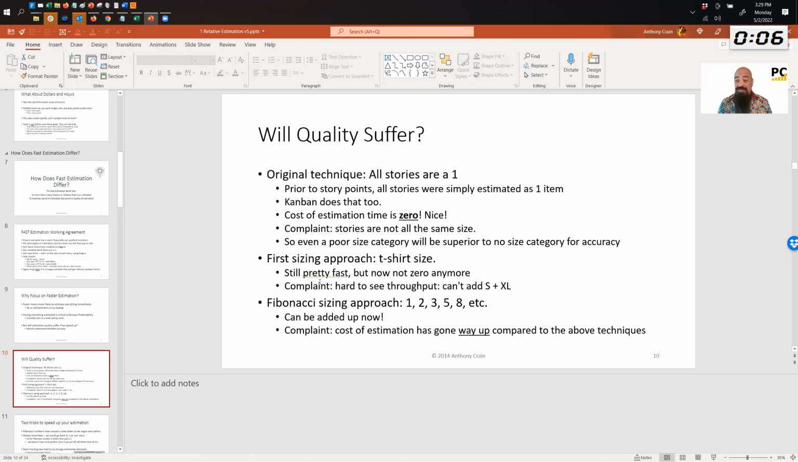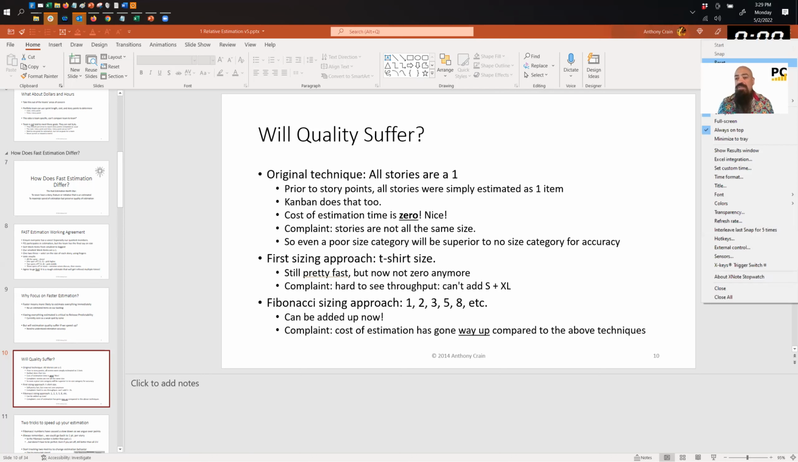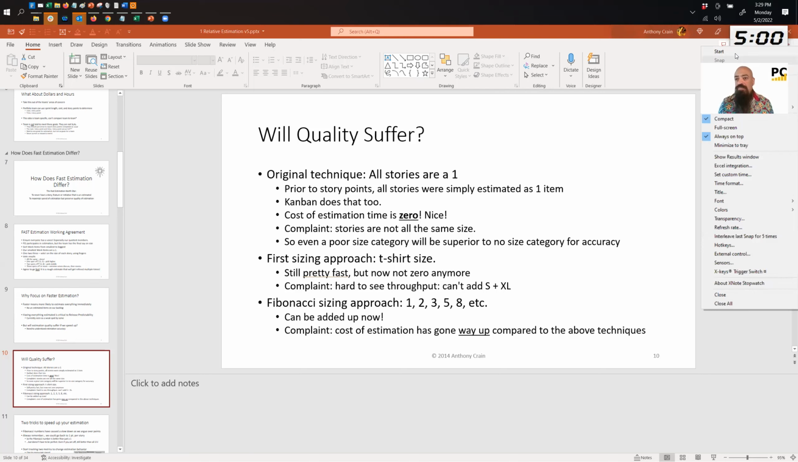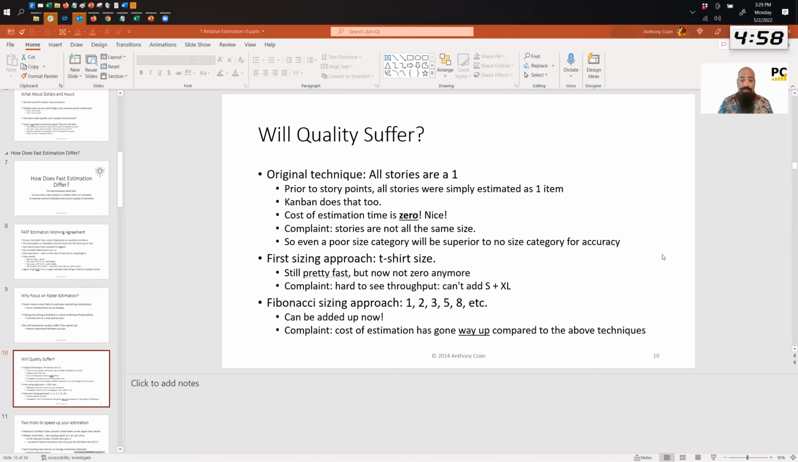In fact, the biggest factor in bad estimates is new teams. That's why you don't want to change teams a lot. New teams tend to estimate worse. All right, I'm going to reset that timer for a final 5 minutes. Here we go. Okay.